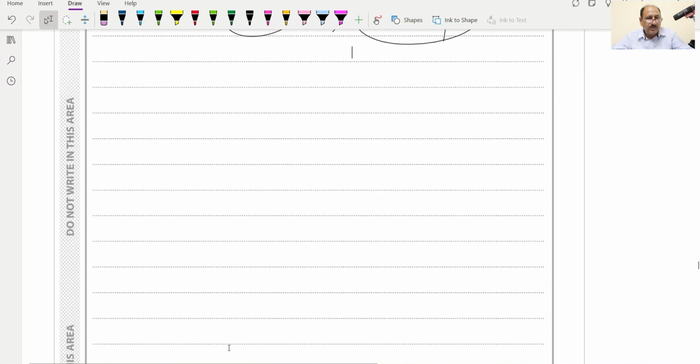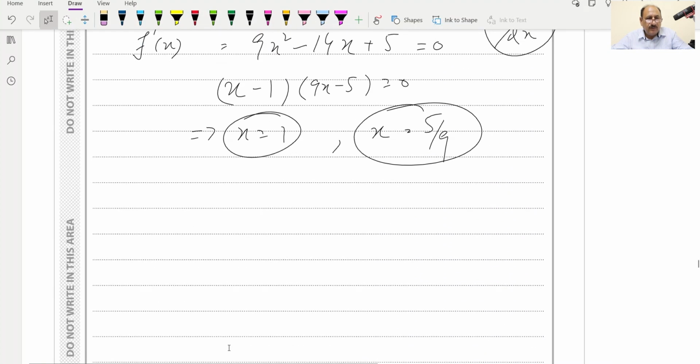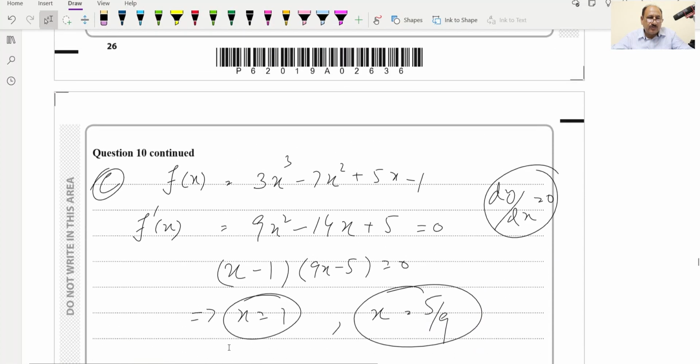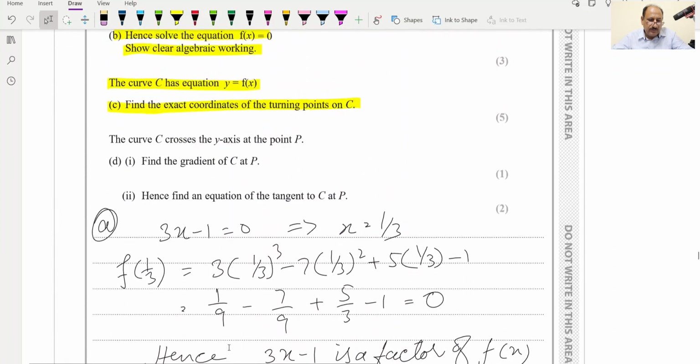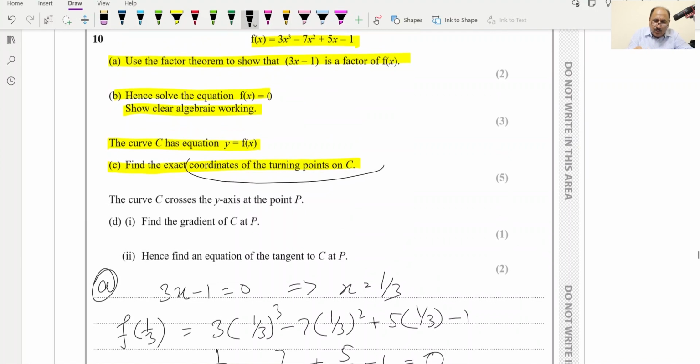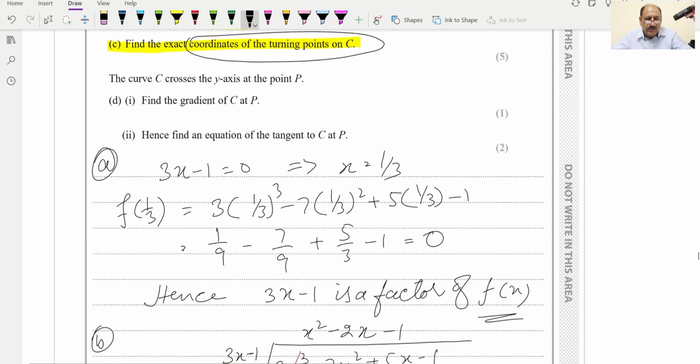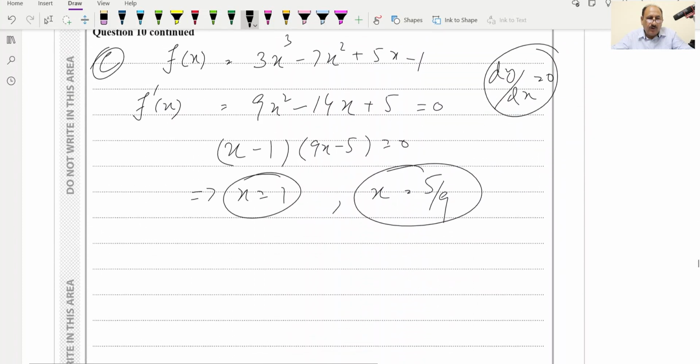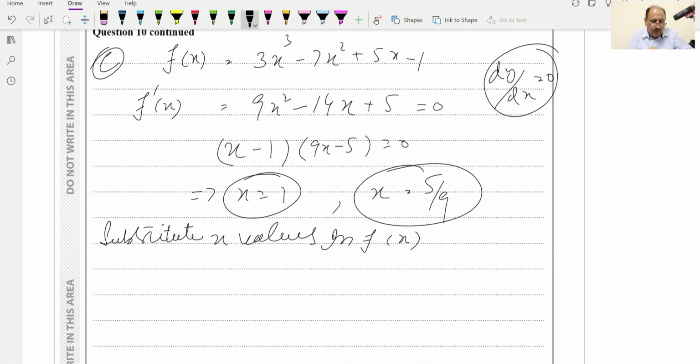Then this is the C part which we have done. These are the two x values. They are saying find the exact coordinates of the turning points on C, so we need the y value also. We found the x values, but we need the y values. So we will substitute the x values in f of x. So y is equal to 3x cubed minus 7x squared plus 5x minus 1.